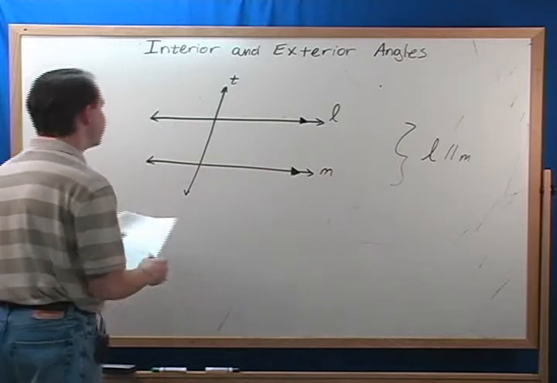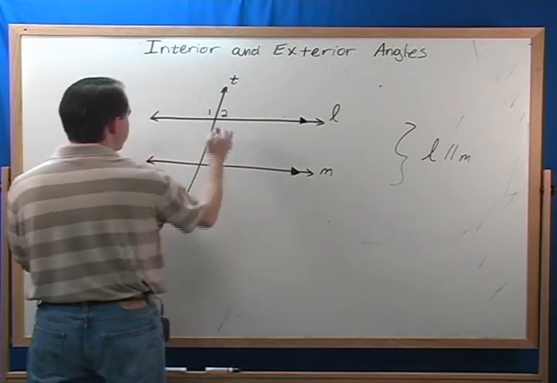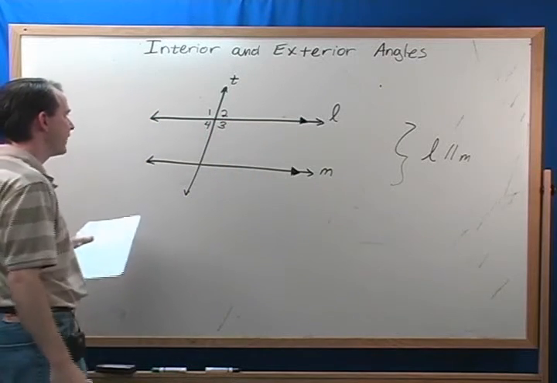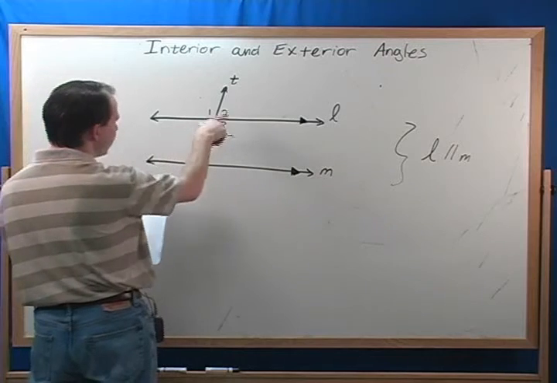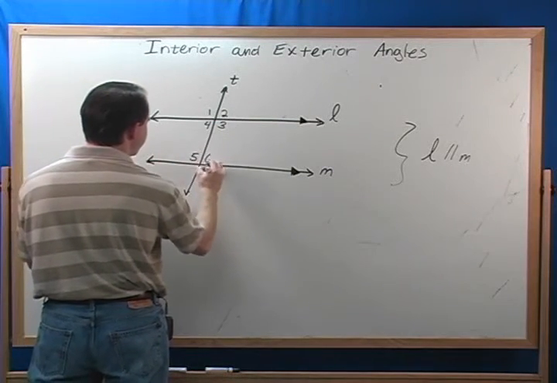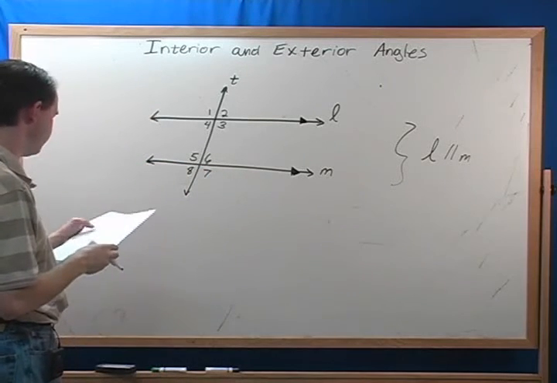So let's go and tackle it. Let's call this angle 1, this one angle 2, this one angle 3, and this one angle 4. I'm just labeling them so that I can reference them later. There's nothing special about these numbers. This one will be 5, 6, 7, and 8. Okay, so there's 8 angles. We already just talked about that.